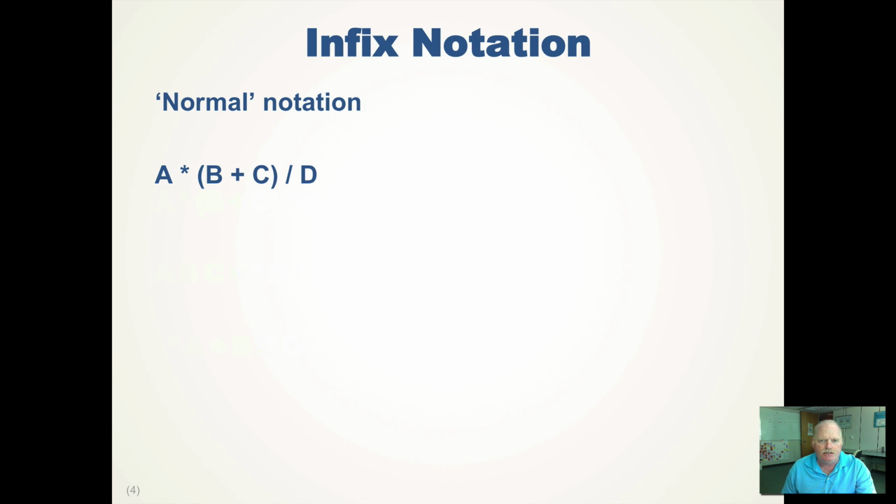So, infix notation is the traditional, normal notation. It's the notation that we learn in elementary school for writing math: 3 plus 2 is 5, that kind of thing. So it requires additional information. In order to figure out what to do, you must know some things.